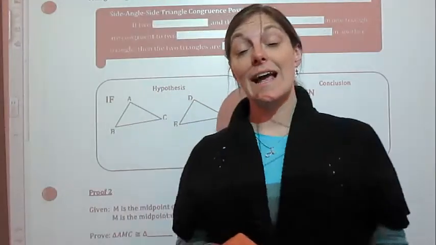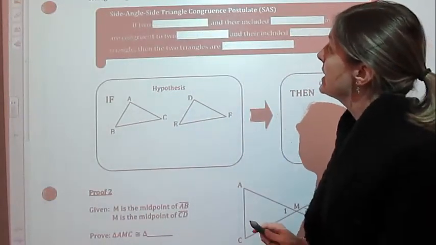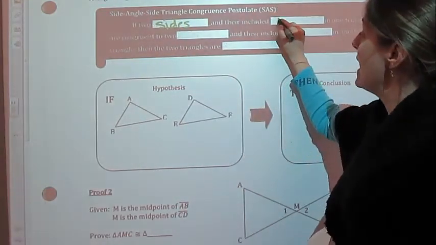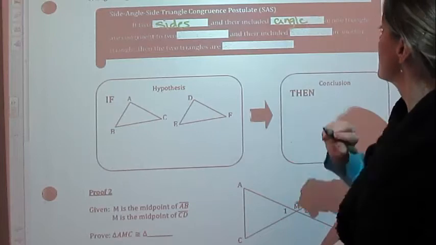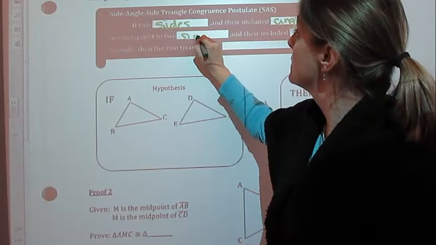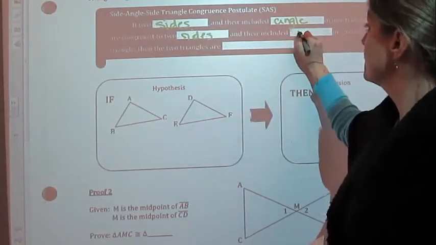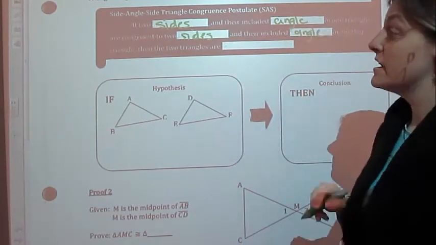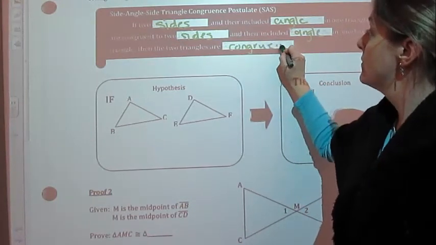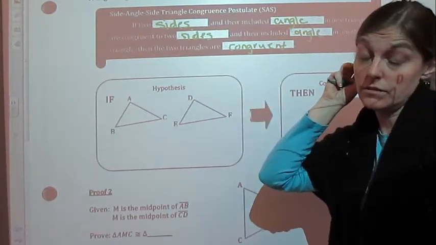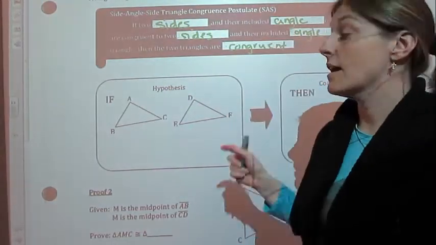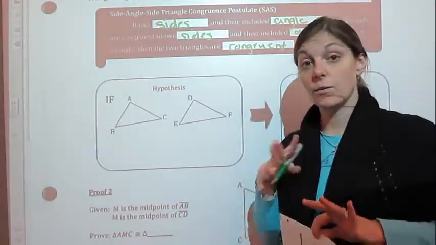Now we're going to take a look at side-angle-side. If two sides and their included angle of one triangle are congruent to two sides and their included angle in another triangle, then the two triangles are congruent. And remember, it's the two sides and the included angle, which makes it side-angle-side, or you might see it written SAS. But we're going to write it out until we get comfortable with it.